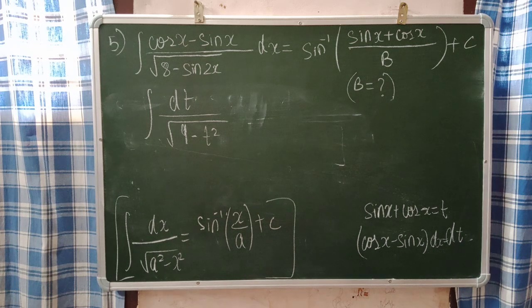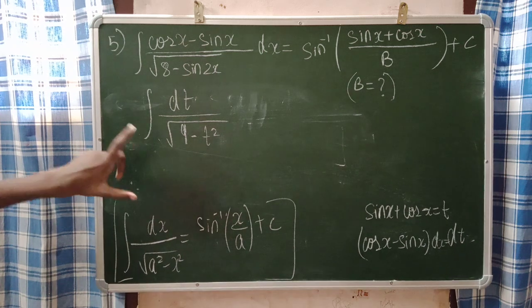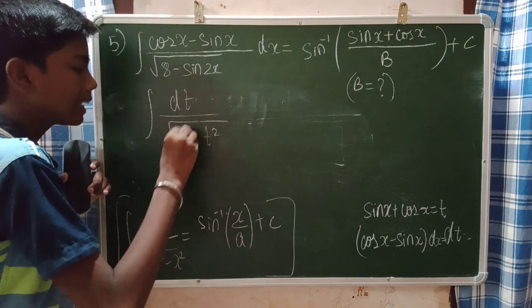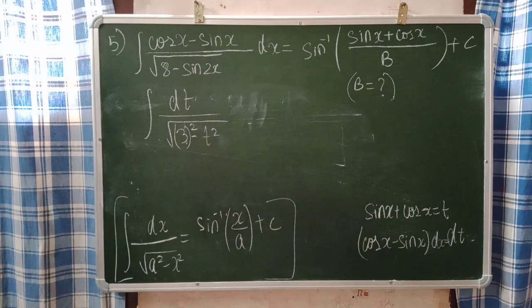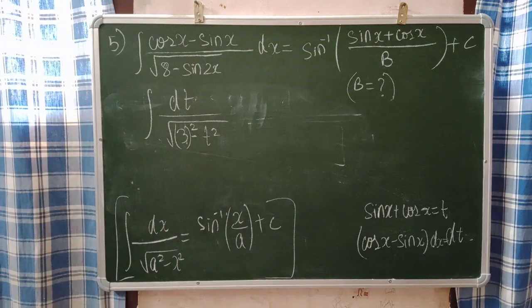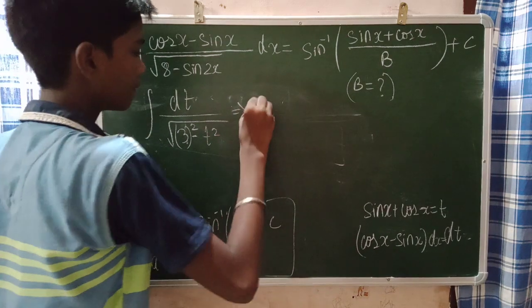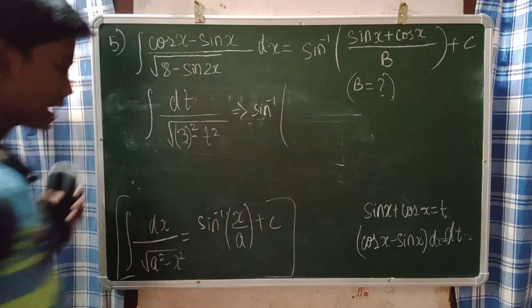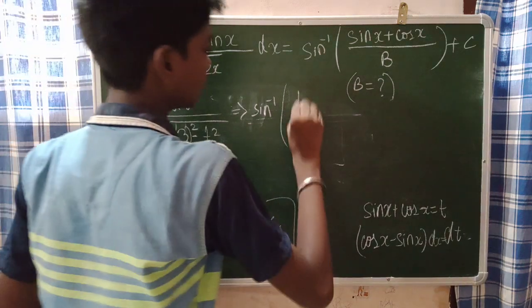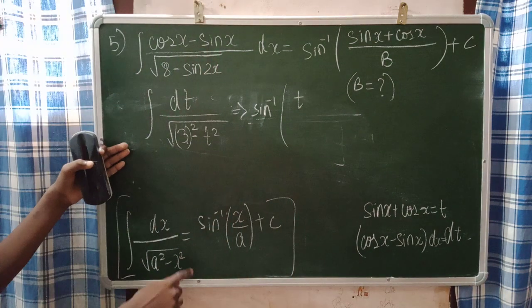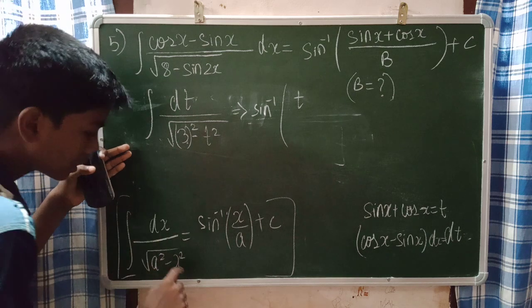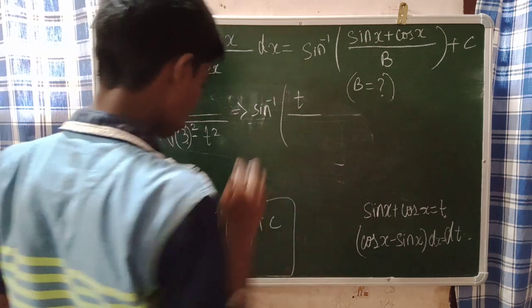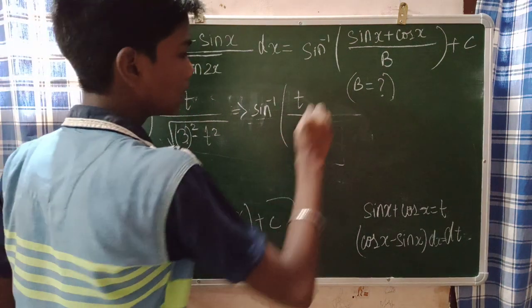Where a is a constant, x is the variable of the integral. So here your a square is 9, then your a will be 3. So you can write this 9 as 3 square. Now your a is 3, x is t. So I can write the same integral as sin inverse of x by a. What is x? t. Because these two standard integrals are the same. Your a is 3, your x is t. So sin inverse of t divided by a, your a is 3, then plus some constant.